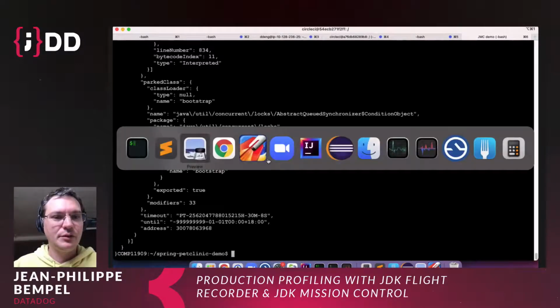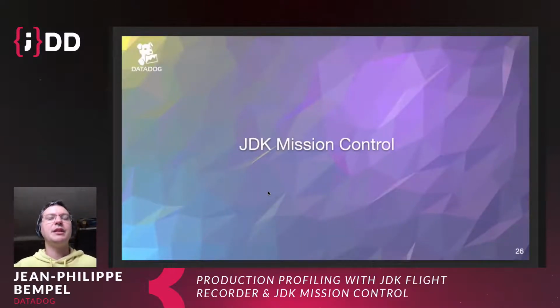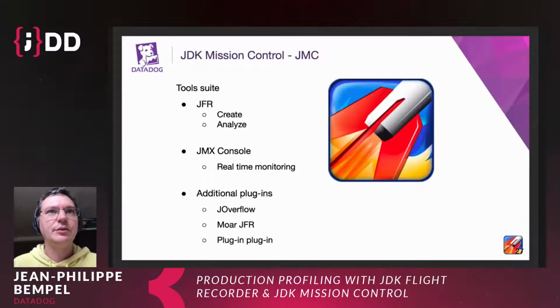Okay, let's continue on our slides with JDK Mission Control now. JDK Mission Control is a tool suite that encompasses JDK Flight Recorder for creating recordings and analyzing them. We also have a JMX console for real-time monitoring, like VisualVM. And we have additional plugins like JOverflow, which is now integrated by default, and extra JFR tooling like event metadata, G1 visualization, etc. And also a plugin to create a JMC plugin.